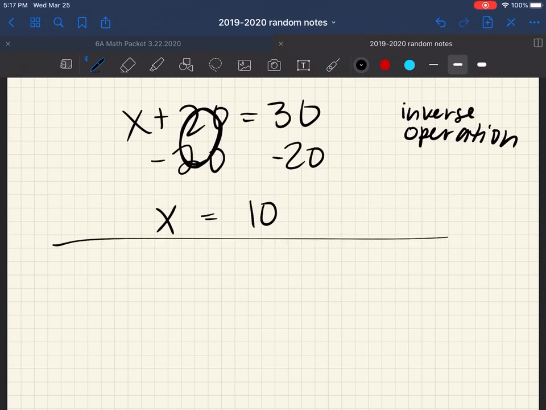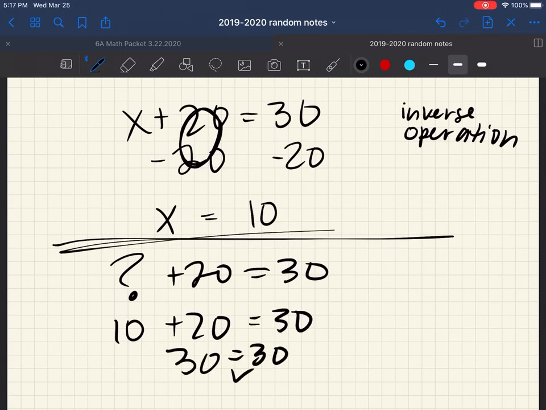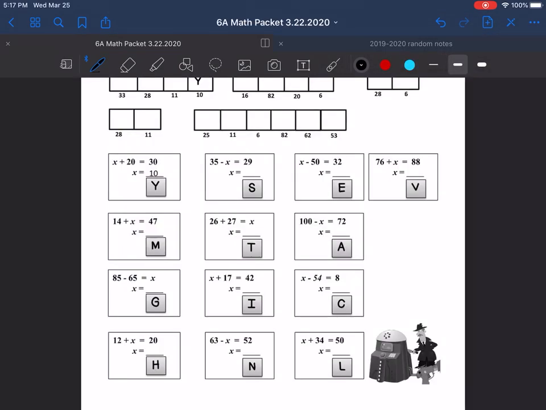You could also do some guess and check, and ask yourself, what number plus 20 equals 30? You could say, I know that 10 plus 20 is going to equal 30, and 30 does equal 30, right? So I got that right. But sometimes it's not as easy to figure out off the top of your head. If you use the inverse operation, you'll be able to get that answer every time and probably make fewer mistakes, as long as you use it correctly.